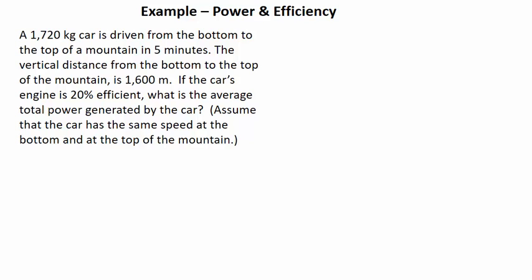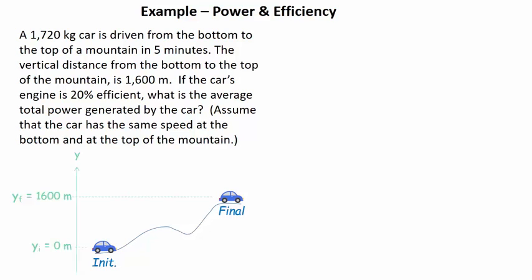We want to get the work by a non-conservative force, the work by the engine, to get the car up the hill. So let's first start with a diagram. Here's the car going to the top of the hill. If we're going to apply the conservation of energy, then we want to mark the initial and final spots and put a coordinate scheme on here for the gravitational potential energy.